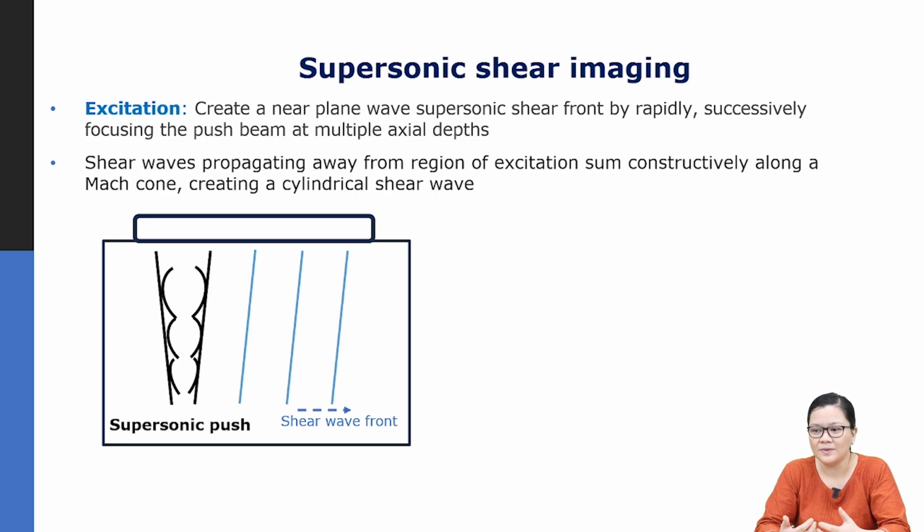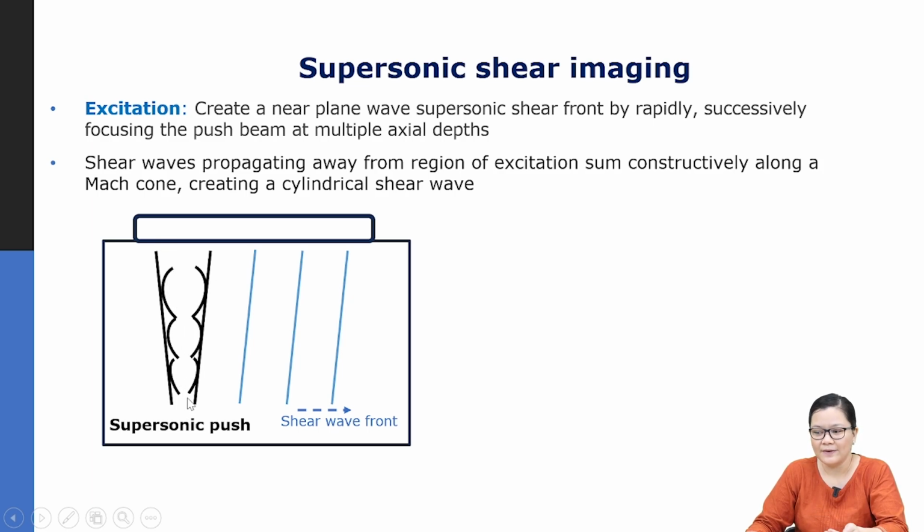Now one can also create what's called a near plane wave supersonic shear front. This is a type of excitation that is used in supersonic shear imaging. What goes on here is that you have multiple focused push beams that are sent at multiple axial depths. So in this image, we have different push beams being excited at multiple depths, and that creates a supersonic push.